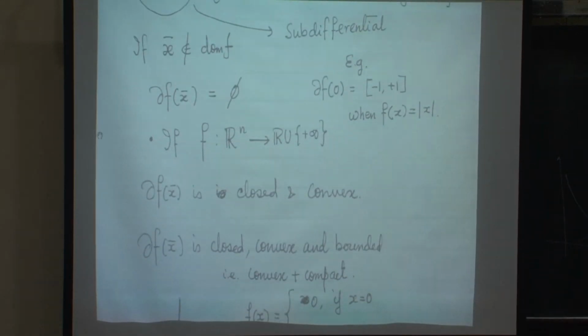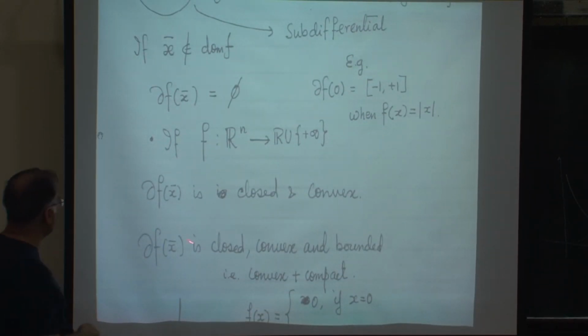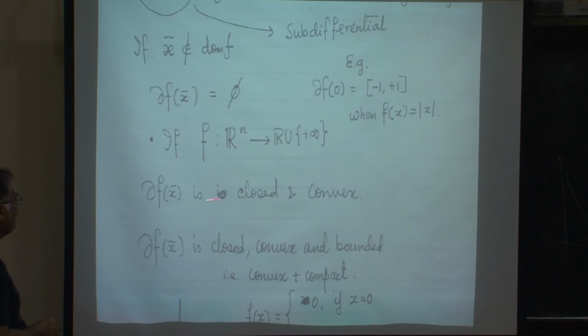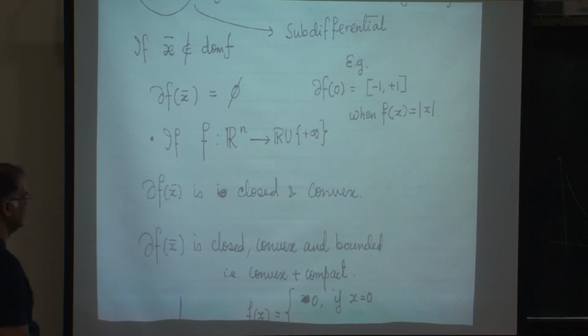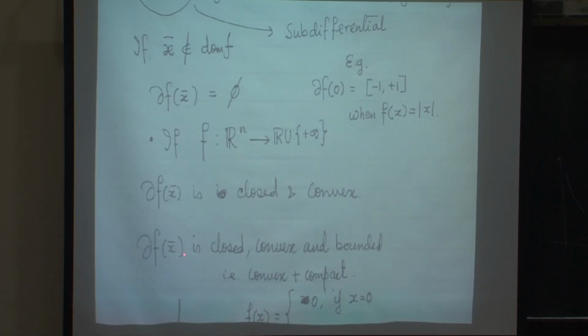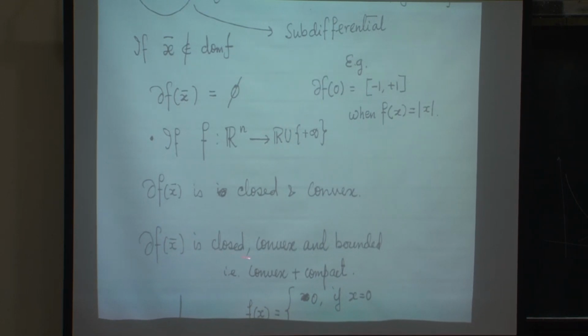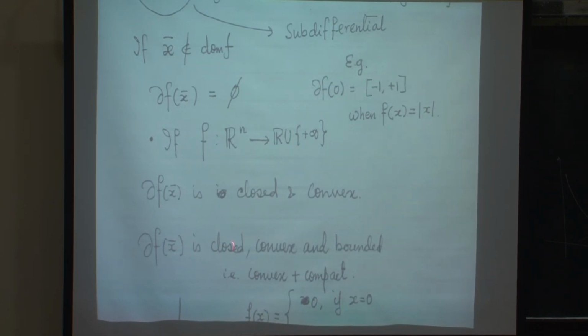So let us look at the property of the subdifferential set. At a given x bar, in general del f x bar is closed and convex. But if x bar is in the interior of the domain, then del f x bar is closed, convex and bounded, that is convex and compact.